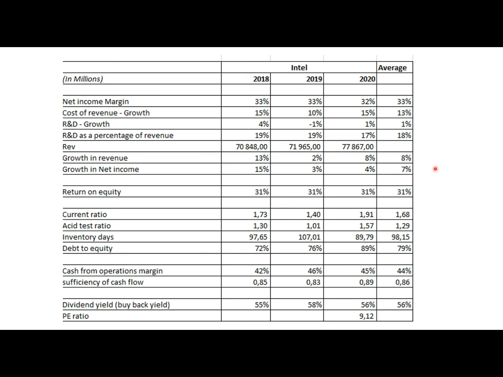The net income growth, again, lackluster. Nothing really to write home about. Lackluster, but it does follow very uninspiring revenue.